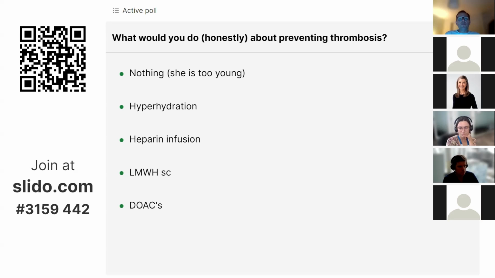So in this same patient, and I want you to be honest because there's no point not being honest, what would you do about preventing thrombosis? So remember, she's under 5, she has acute severe colitis, she's hospitalized, and she's getting blood and steroids. So you have a choice of doing nothing, you have a choice of hyperhydrating her, you have a choice of a heparin infusion, low molecular weight heparin subcut, or DOAC, so direct oral anticoagulants. So do you want to have a little go at that tricky question?